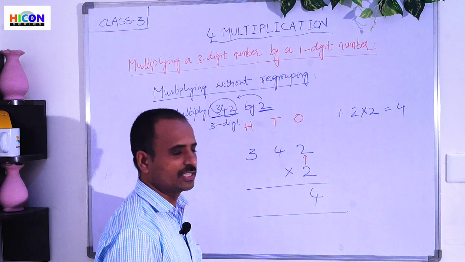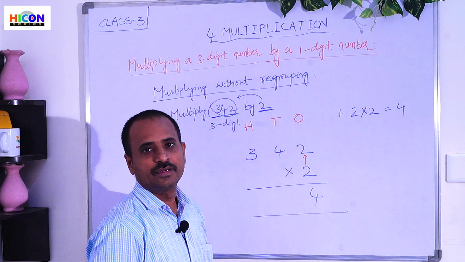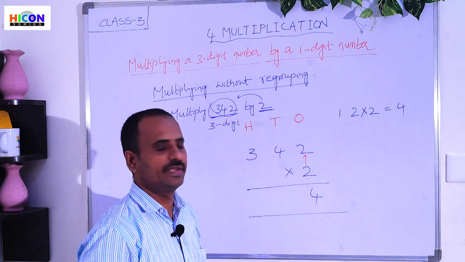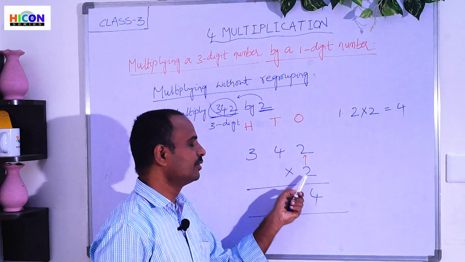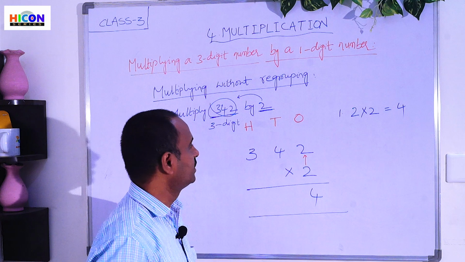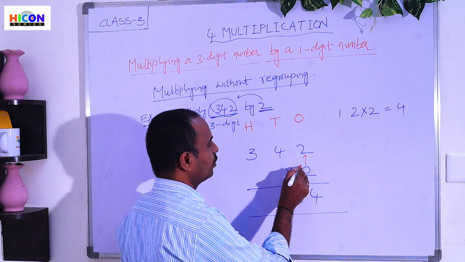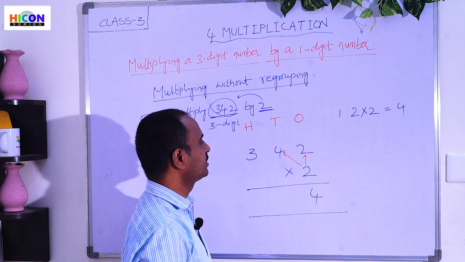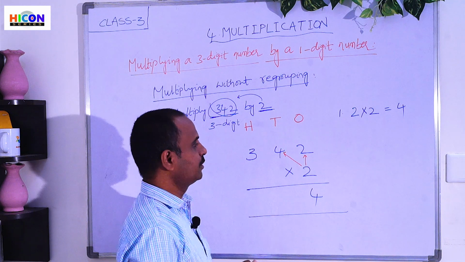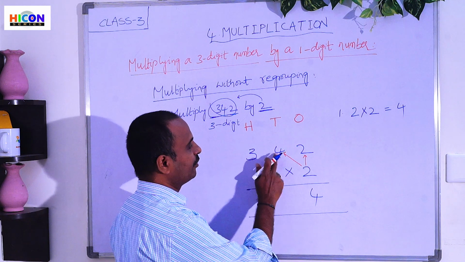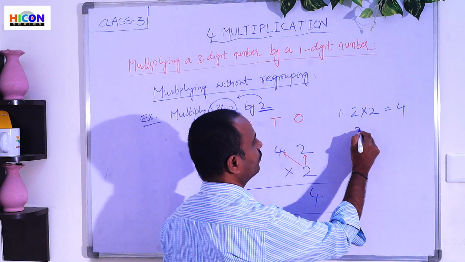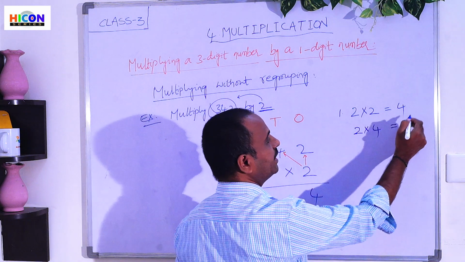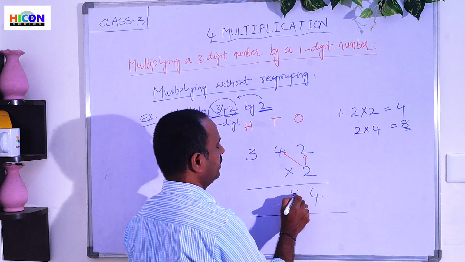After completing ones place, now go to tens place. We have multiplied 2 with 2, the digit in the ones place. Now multiply with the digit present in the tens place. Which digit is present in the tens place? 4 is present in the tens place. So multiply 4 with 2, that is 2 into 4. How much will we get? 2 fours are 8. So write 8 here under tens place.